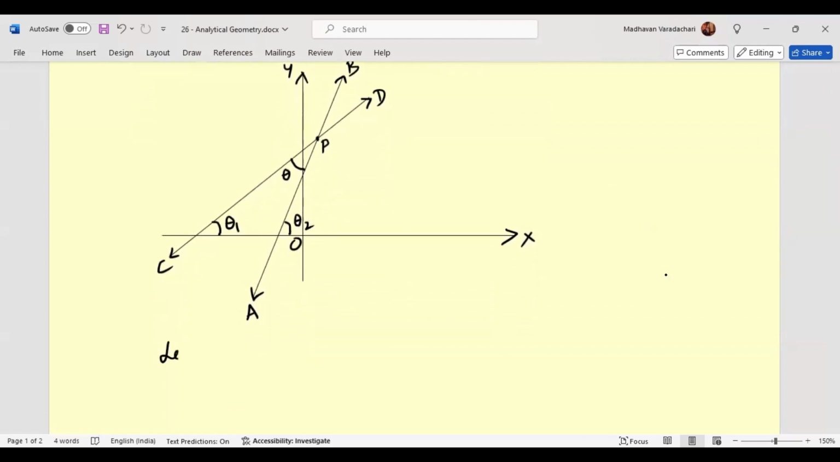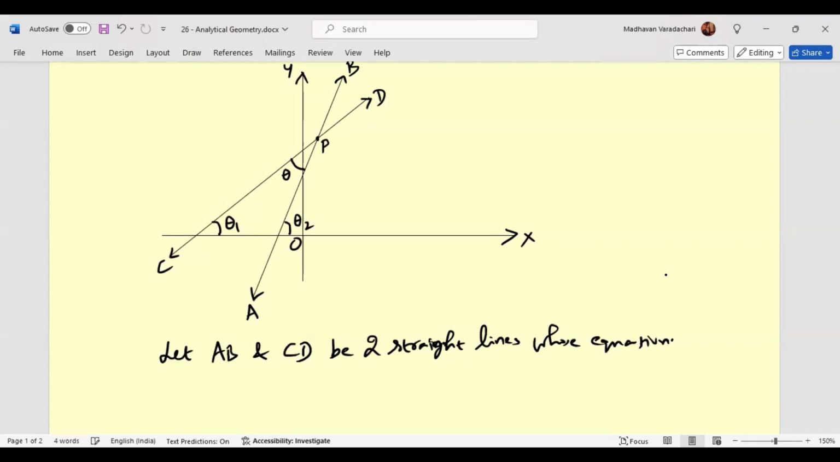Let AB and CD be two straight lines whose equations are y is equal to m1x plus c1 and y equal to m2x plus c2 respectively.